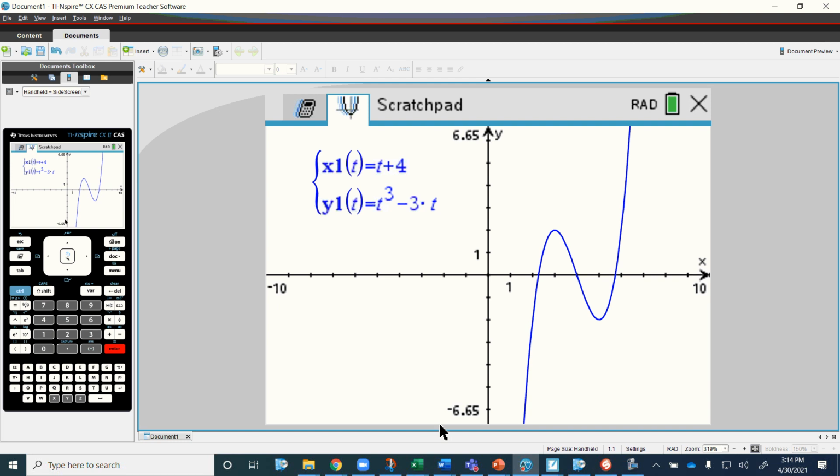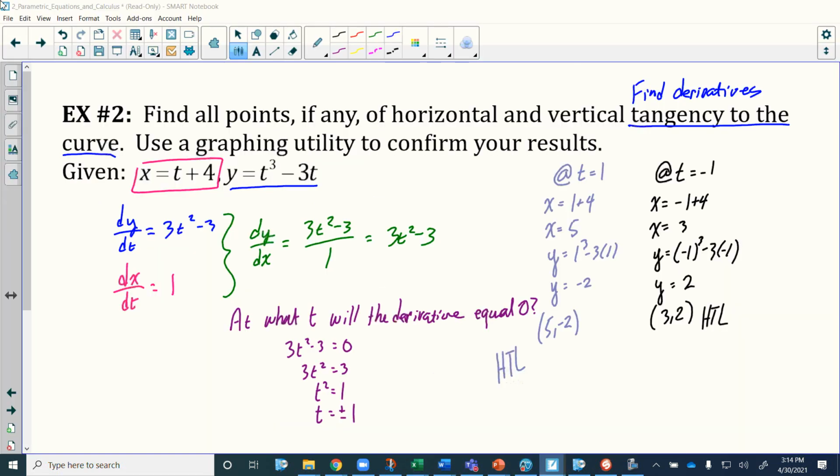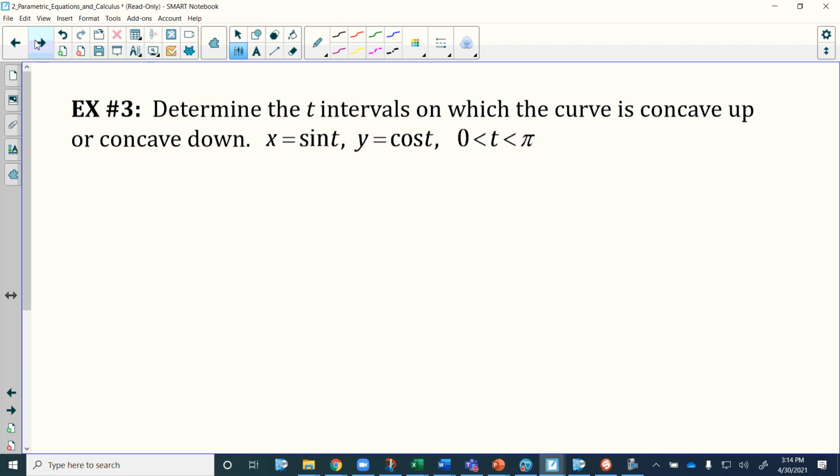So, all right, cool. Let's go back to the notes here and see what we have next on tap. Determine the intervals on which the curve is concave up or concave down. Well, there's your key word in letting you know what you're doing. Concave up or concave down, that's your second derivative test. So we need to find the second derivative of the parametric function that we currently have.